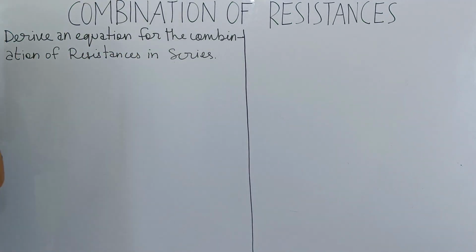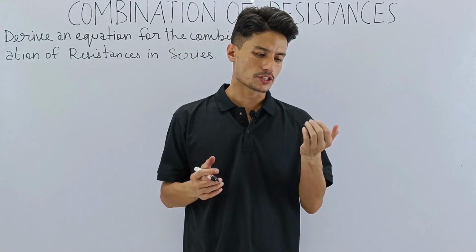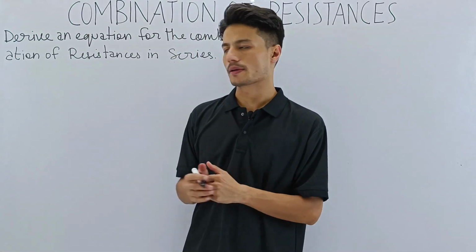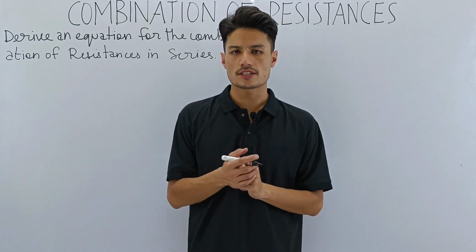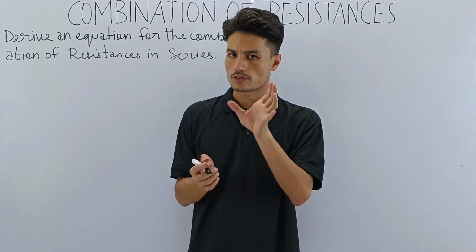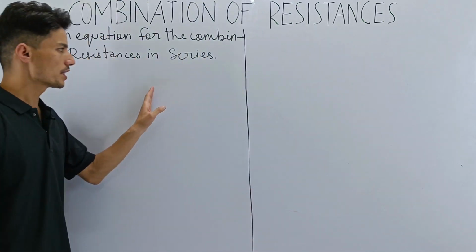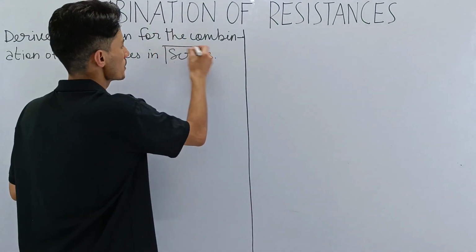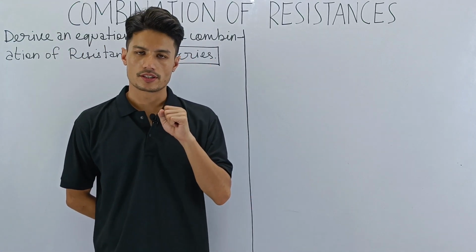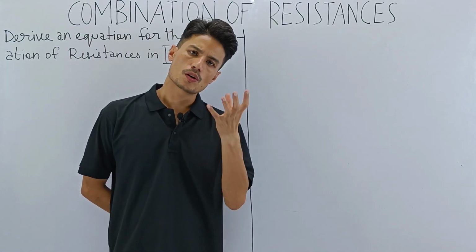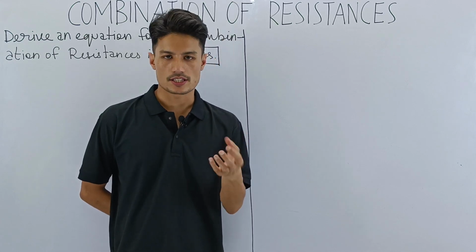Now this is very easy. I'll tell you the trick. The trick is always start from the quantity which gets divided. Now, in which combination are we? We are in series combination. Now try to recollect what I just told you earlier. In series combination, which quantity gets divided? Is it not voltage? Yes, it's voltage.